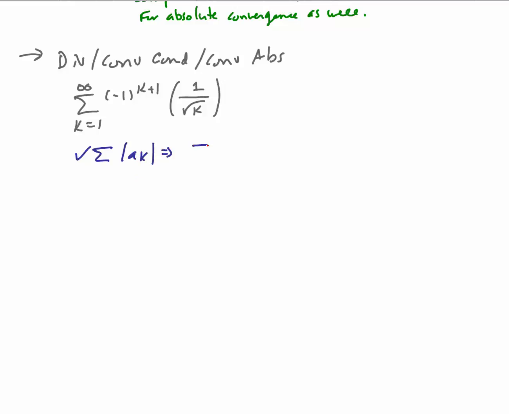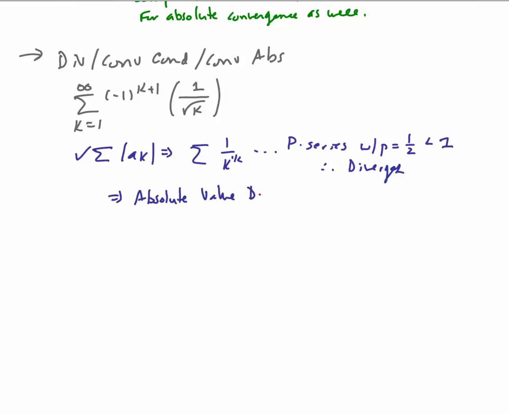So what I'm checking here then is 1 over k to the 1/2. Well, I need to name my series. This is a p-series with p equal to a half. A half is definitely less than 1, therefore this diverges. So what we have here then is the absolute value diverged. Well, I have two things that can happen now. It can converge conditionally or diverge overall. It cannot converge absolutely. So the second thing I'll do is I'll go ahead and check the series itself.